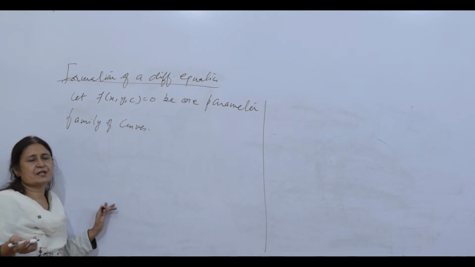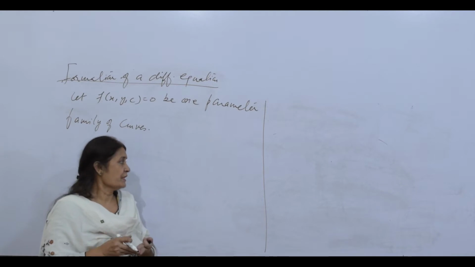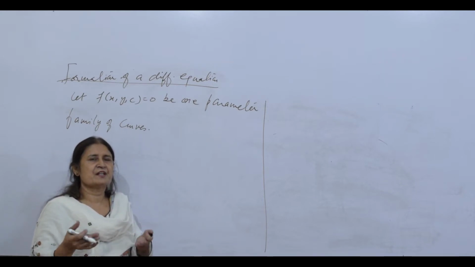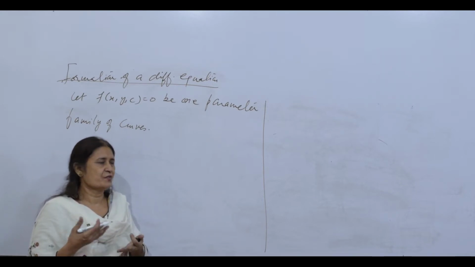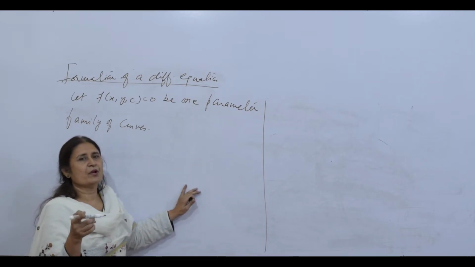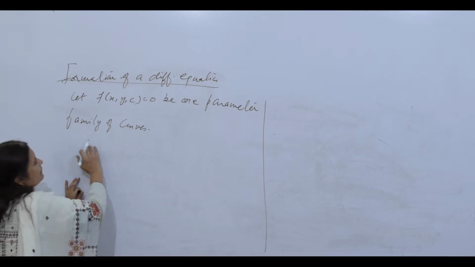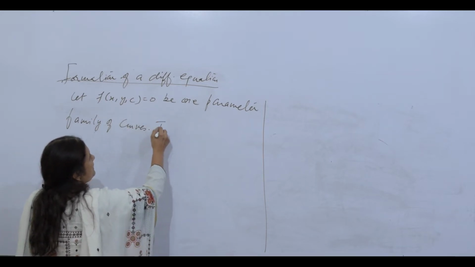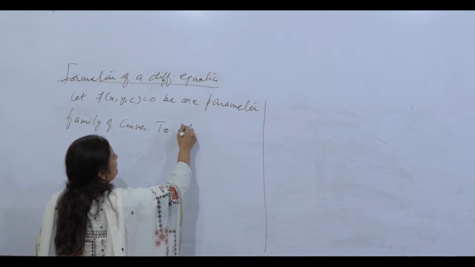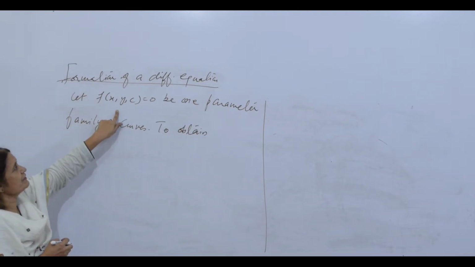For example, a circle with center at the origin and varying radius is a one parameter family of curves. If you are varying the radius, you get a family of circles. Similarly, like parabola. So family of curves, one parameter. How do we obtain a differential equation, forming it from the given equation?